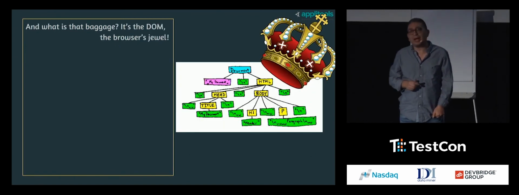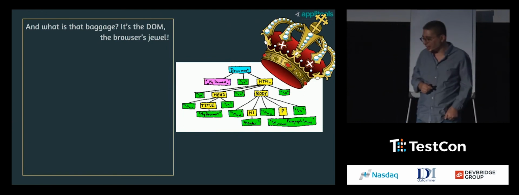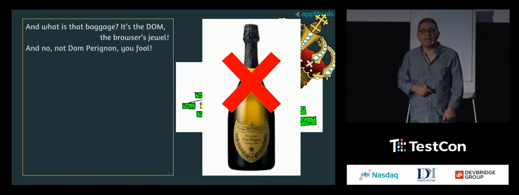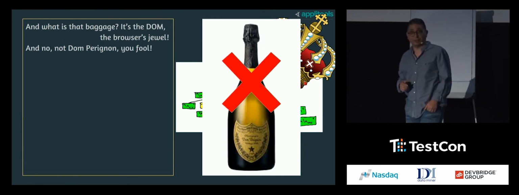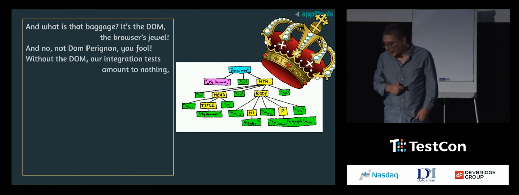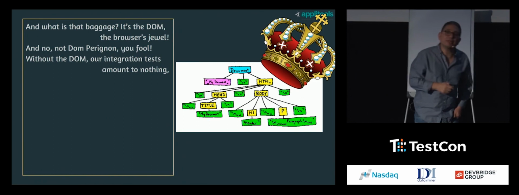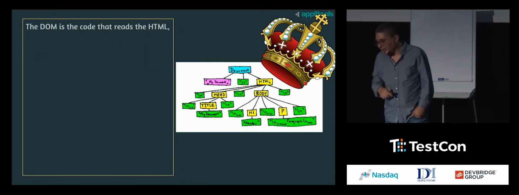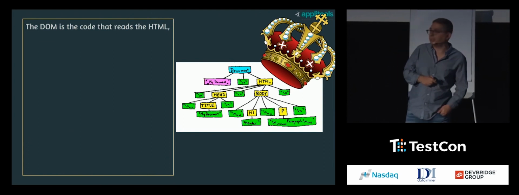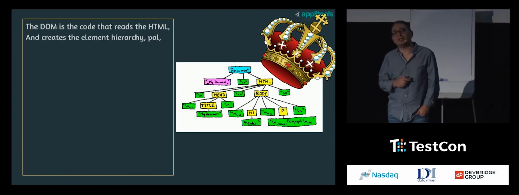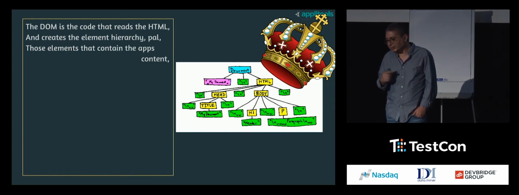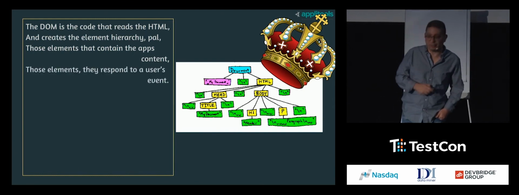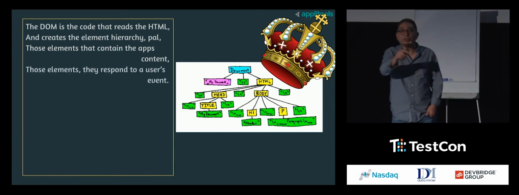And what is that baggage? It's the DOM, the browser's jewel. And no, not Dom Perignon, you fool. Without the DOM, our integration tests amount to nothing. End of discussion. The DOM is the code that reads the HTML and creates the element hierarchy, pal. Those elements that contain the app's content, those elements, they respond to a user's event.